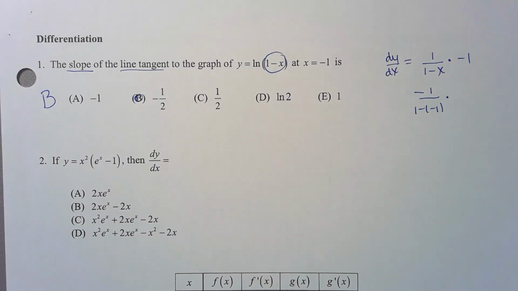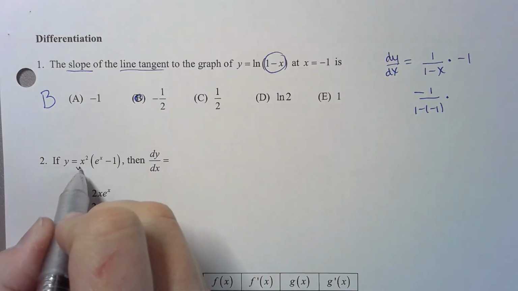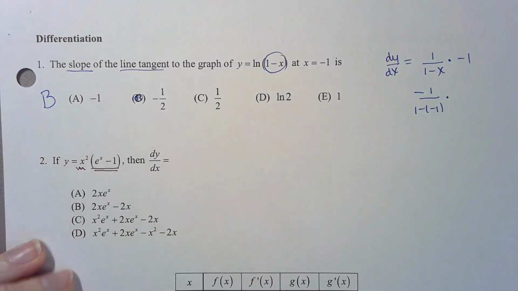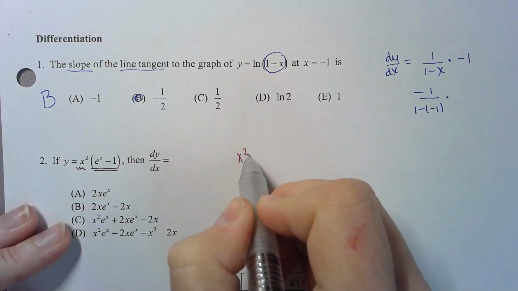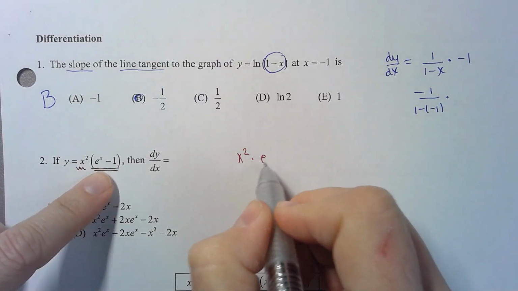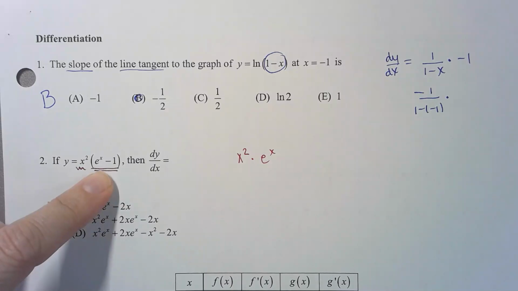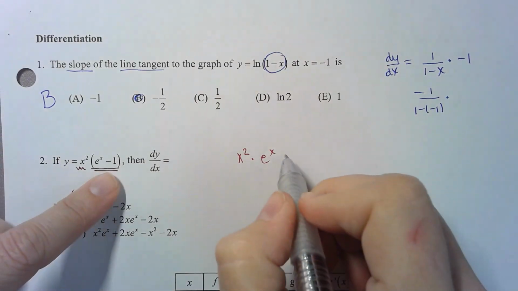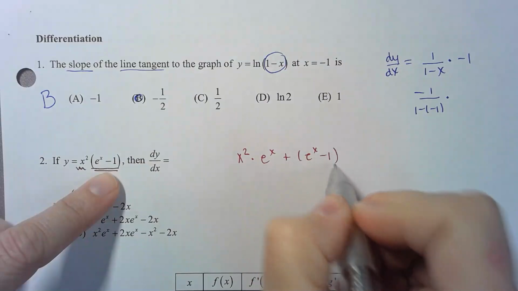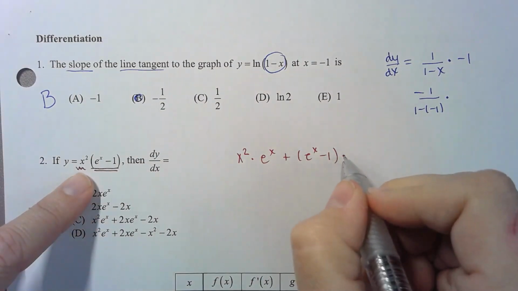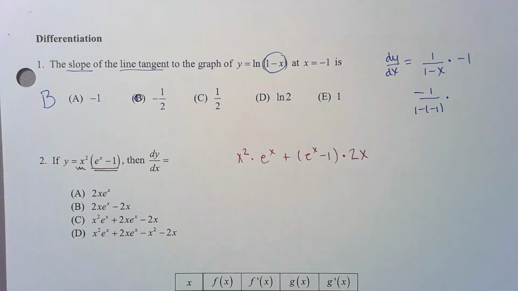Question 2 is straight up asking for a derivative. And when I look at this, I see a product, so we're going to use the product rule. So I have the first, the derivative of the second is e to the x plus 0, plus the second, which I need parentheses around that binomial, times the derivative of the first, which is 2x.